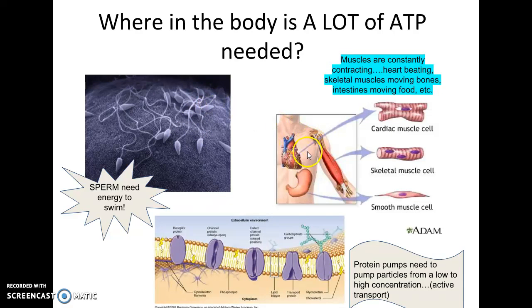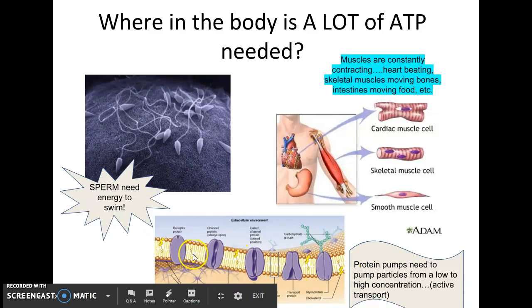And then think of your stomach, which is constantly churning through the process of peristalsis, and that requires a constant supply of energy. Your heart is constantly pumping, which requires energy. And when you use your skeletal muscles, especially when you're exercising, that requires ATP as well. And like I said, there are these pumps in your cell membranes that are constantly working.